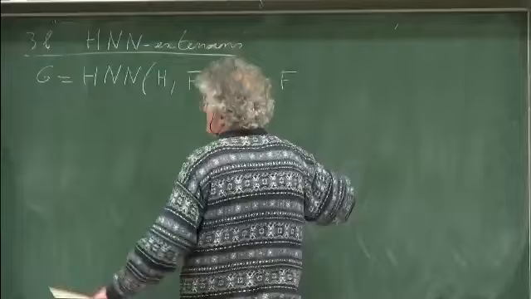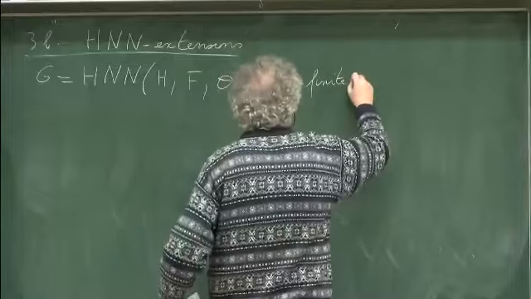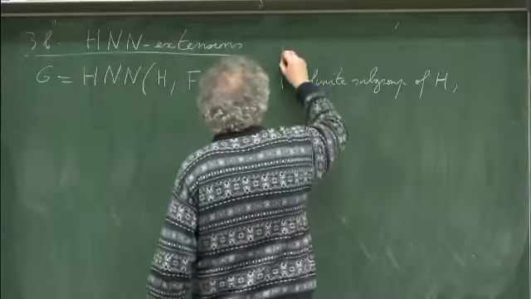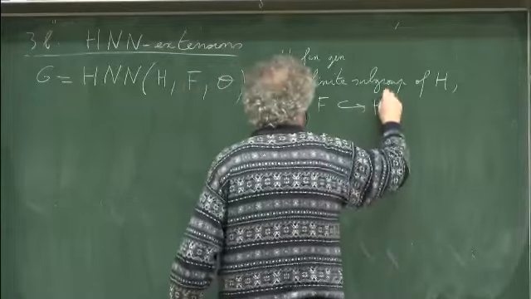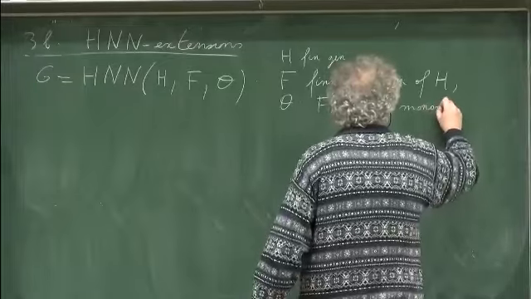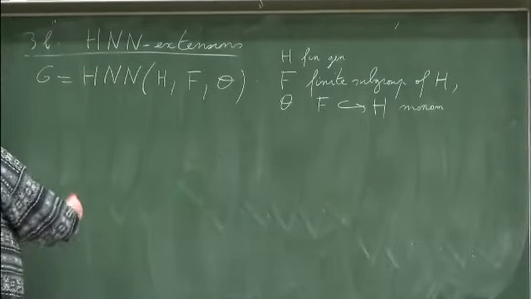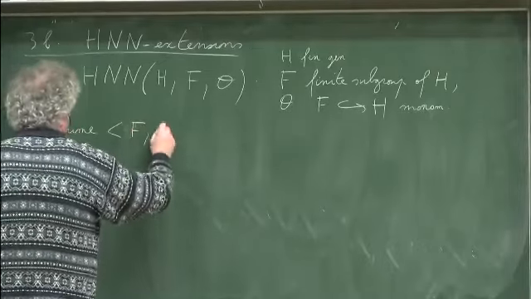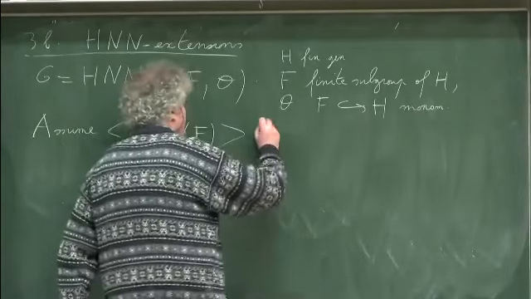So here, with a similar type of assumption, namely that F is a finite subgroup of H, where H is finitely generated, and theta is some monomorphism, some injective homomorphism from F into H. Unfortunately, he has a more serious assumption to put here, namely that the subgroup generated by F and the image of theta is finite.